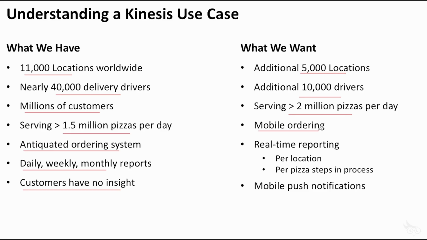And then we want the ability to do real-time reporting, right? We want not just across the board, but per location. We want to be able to zoom into a particular store and see what's happening with that particular pizza shop in real time. We want to be able to see, kind of aggregate pizza shops by region, by country. And of course, as I mentioned, we want to be able to see what's happening per pizza in the step along the way. And we want to enable mobile push notifications so that we can alert our customers, hey, your pizza is on its way, or hey, your pizza was delivered.